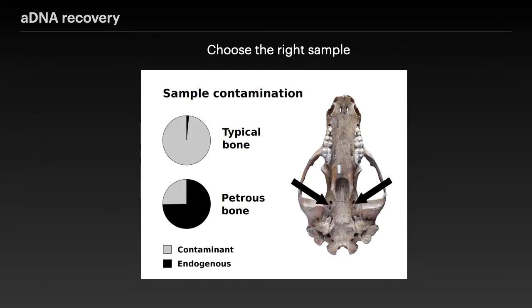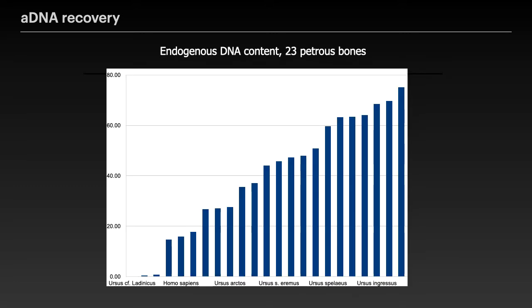A safe bet for preservation comes from a study which suggests that the petrous bone in humans and likely other mammals contains very high endogenous content. So the petrous is the densest bone in the human body. That's its name. And from the following graph that I will present you, you can see the amount of endogenous DNA in different samples. So we have humans and different species of bear, brown bears and cave bears. These are all petrous samples.